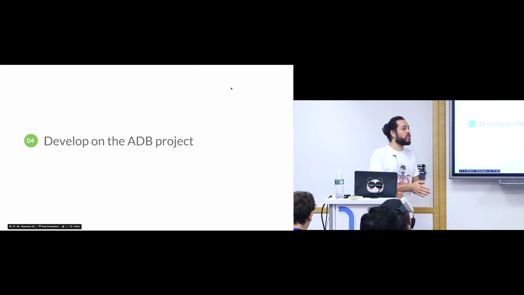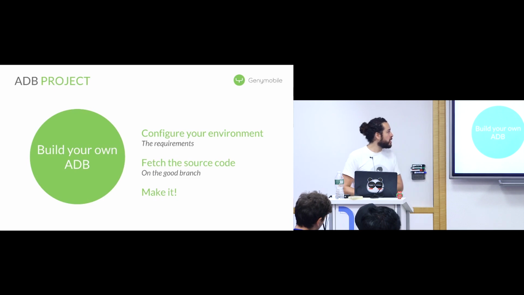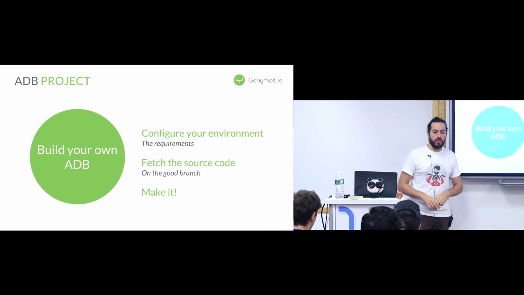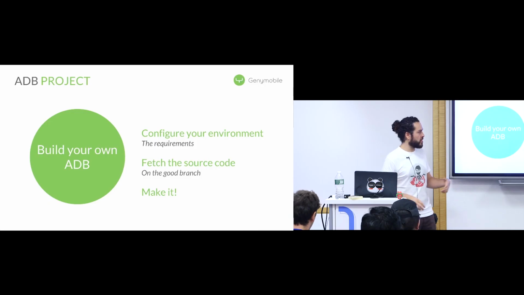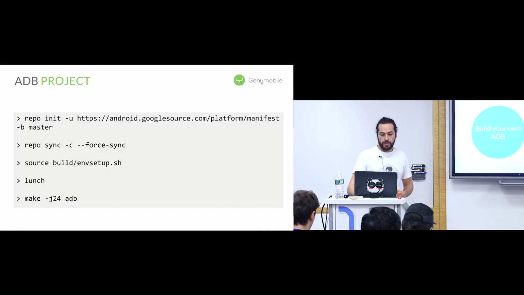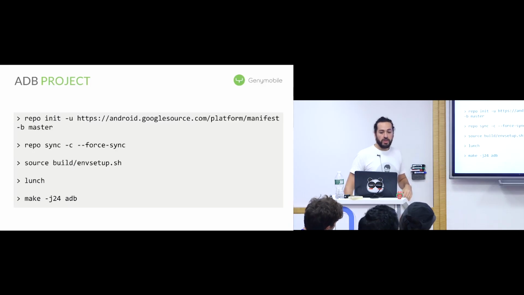Develop on the ADB project. So now let's get into the source code a little bit. You can build your own ADB. First, in the speaker notes, you have a link to the dependency requirements that you have to set up. So you have some tools to download, etc. Then you need to fetch the source code, and then you can build it. So this is enough to build your ADB.